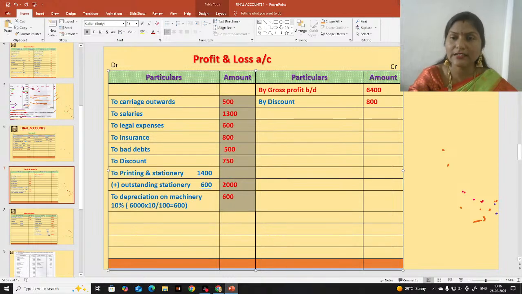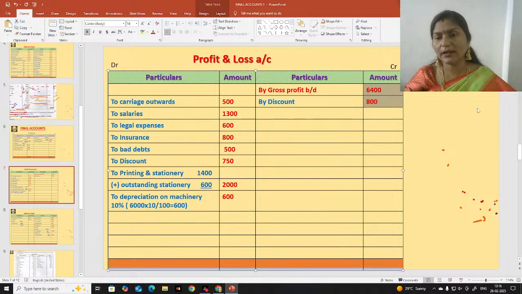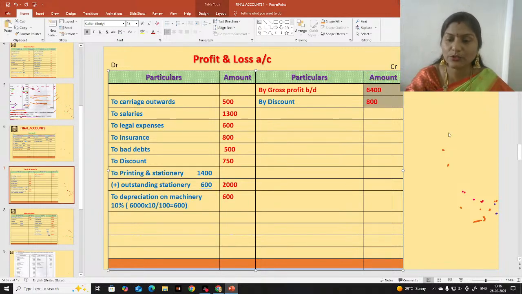Let us go to the credit side. Let us add the credit side amounts also. How much we have? Two amounts we have, 6,400 and 800. Add these two. We get 7,200 on the credit side. Now you tell me, credit side 7,200, debit side it is 7,050. Which is more? Credit side amount is more. 7,200 is more. So the more amount we should write on both the sides in totals. 7,200 and 7,200.